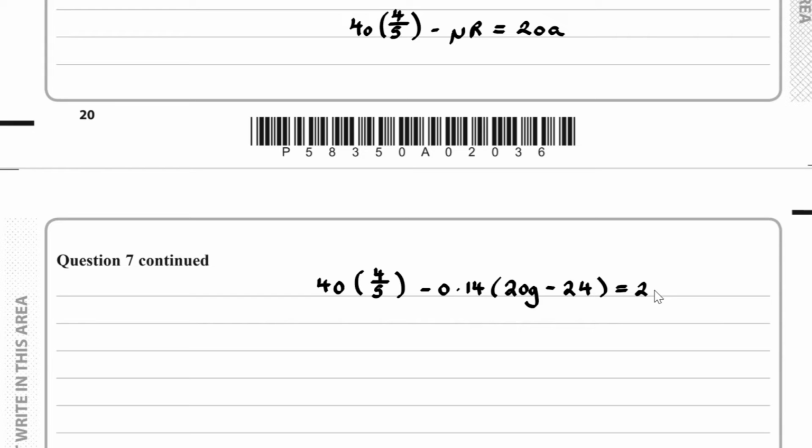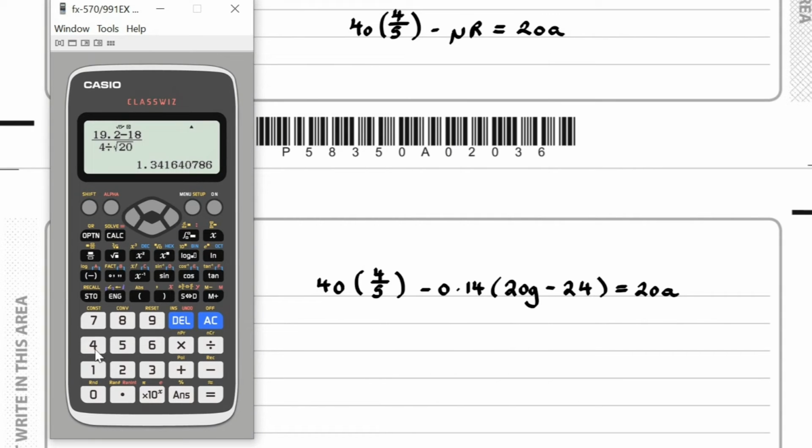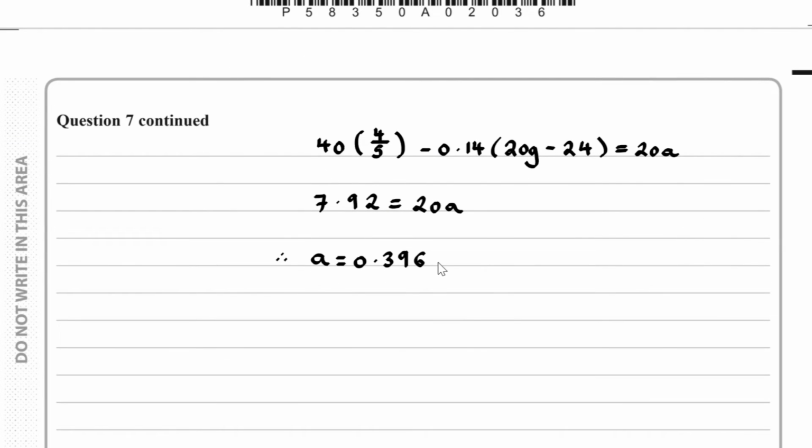And that's equal to 20a. So if we work out what this is, I've got 40 times 4/5 minus 0.14 multiplied by 20 times 9.8 minus 24. So it turns out we get 7.92 equals 20a. So if I divide this by 20, we can conclude a is equal to 0.396. And that's the acceleration.